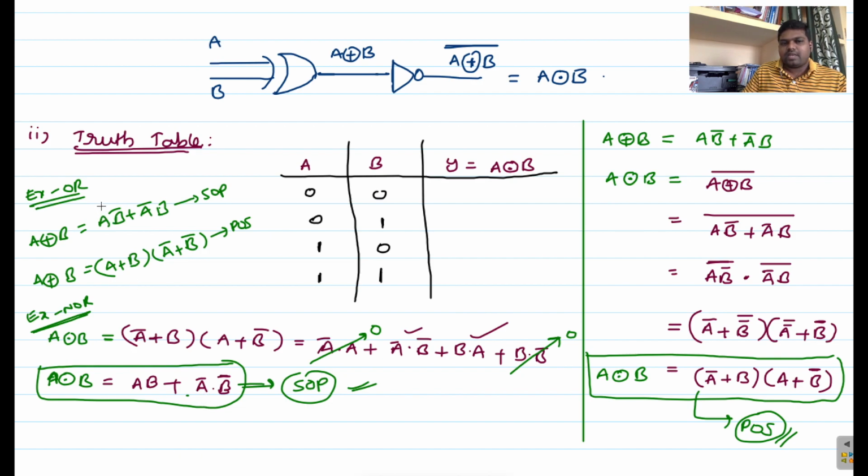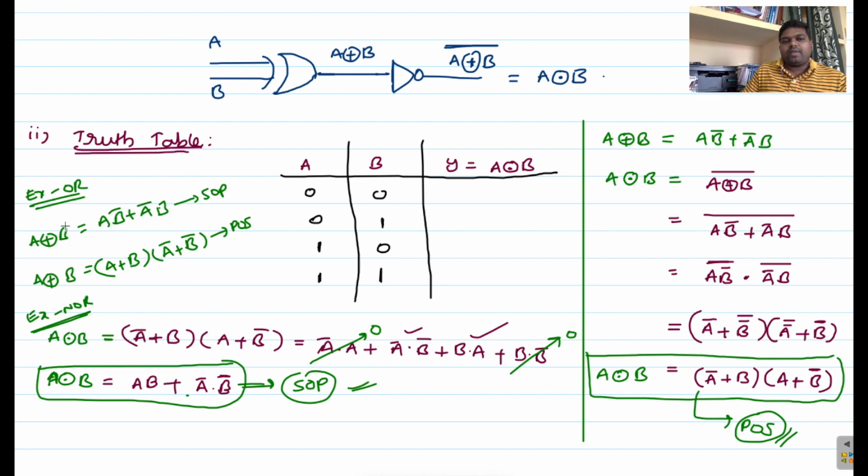But whereas in XOR case, one is a complementary variable, another is an uncomplementary variable. Each product term will consist of one complementary and one uncomplementary variable in XOR operation. But here in XNOR it is completely different, either complementary or uncomplementary.